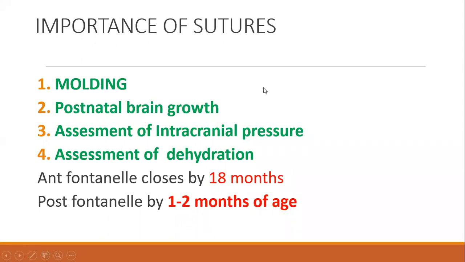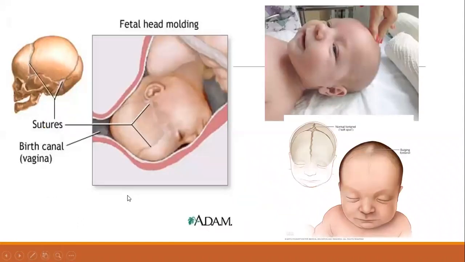And so you must know that the normal closure of the anterior fontanelle takes place by 18 months of age, while the posterior fontanelle closes by 1 to 2 months of age. This is highlighted because they're commonly coming in your MCQs, and the importance of suture. This diagram shows the process of the fetal head molding. When the head is going to pass through the birth canal of the mother, these bones are going to overlap and help in the easy delivery of the baby.